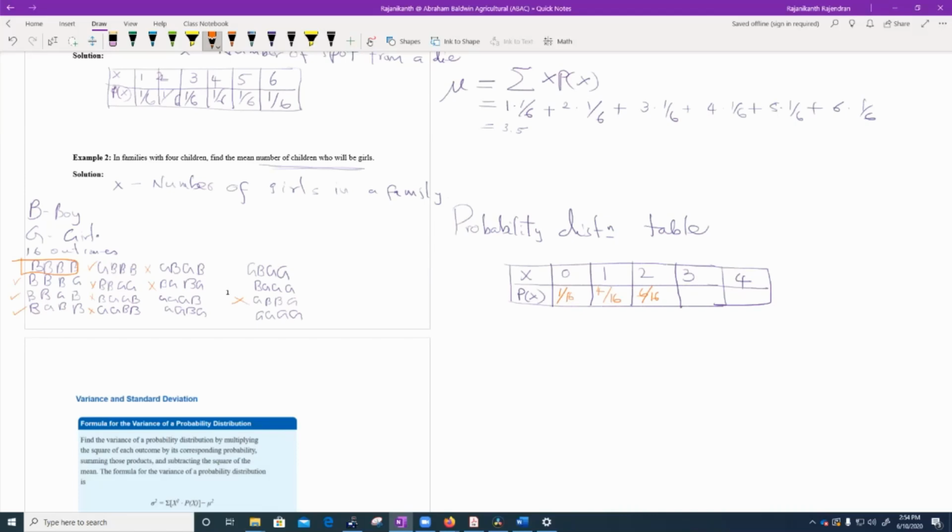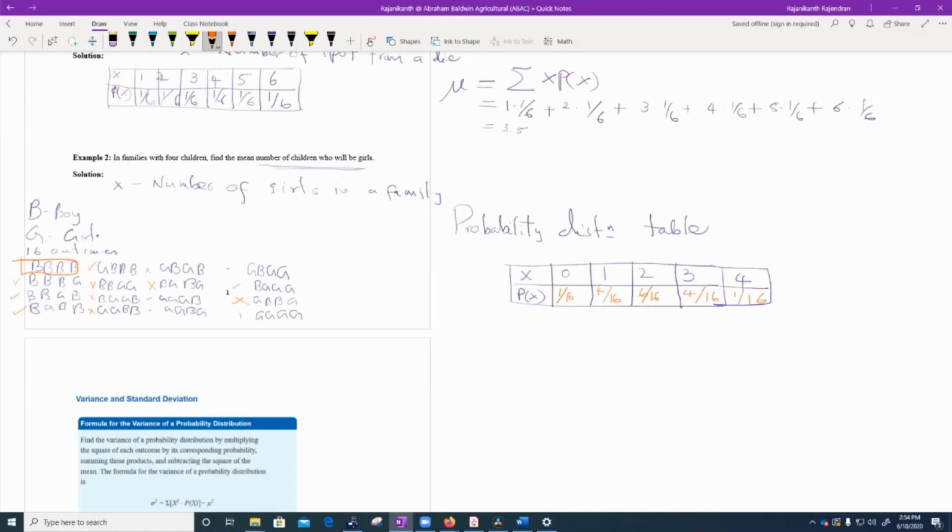Then 3 girls. How many 3-girl cases are there? 1, 2, 3, 4. So there are 4 of them out of 16. And finally, 4 girls, all girls, just 1, right?